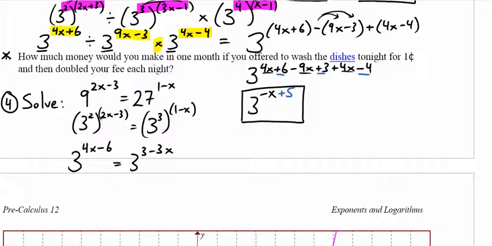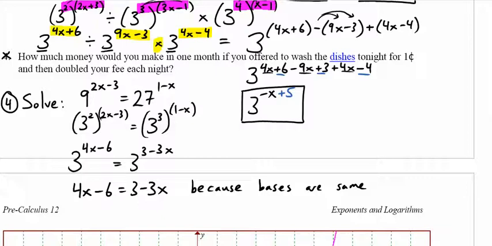And now we'll use the principle, if the bases are the same, if you have one base on each side and the base is the same, then the exponents must be the same. The only way that you can get 3 to the power of something to equal 3 to the power of something is if it's something like 3 to the power of 2 and 3 to the power of 2. Both the exponents have to be the same. So 4x minus 6 equals 3 minus 3x, because the bases are the same.